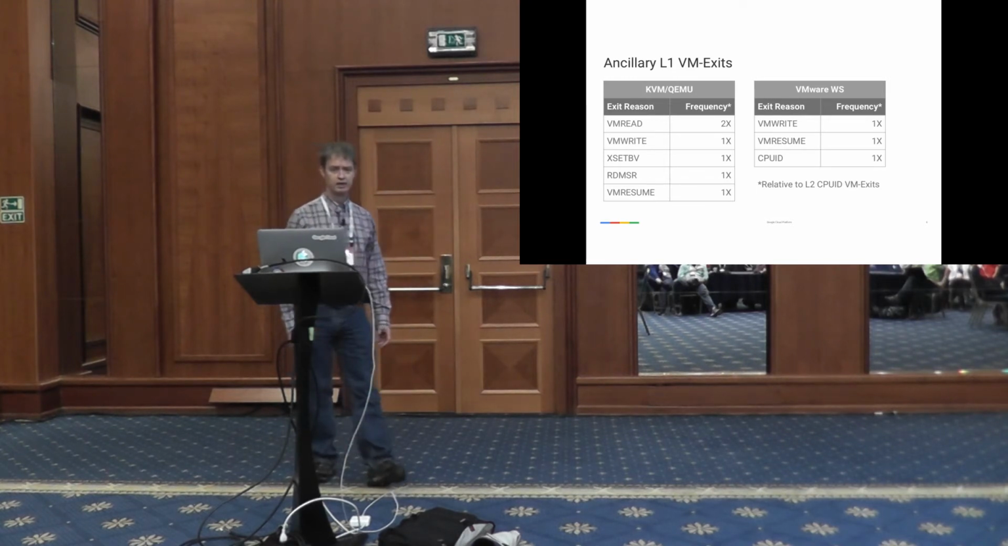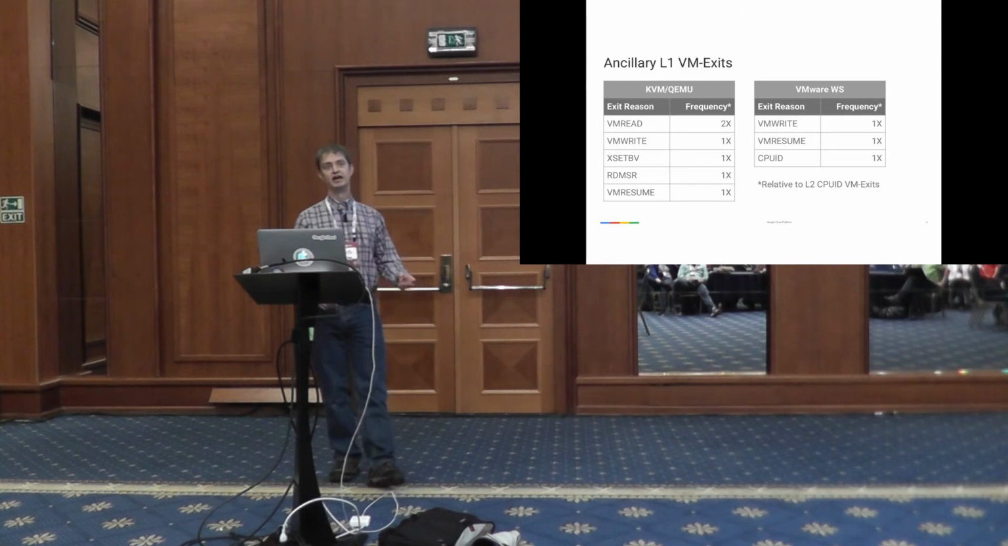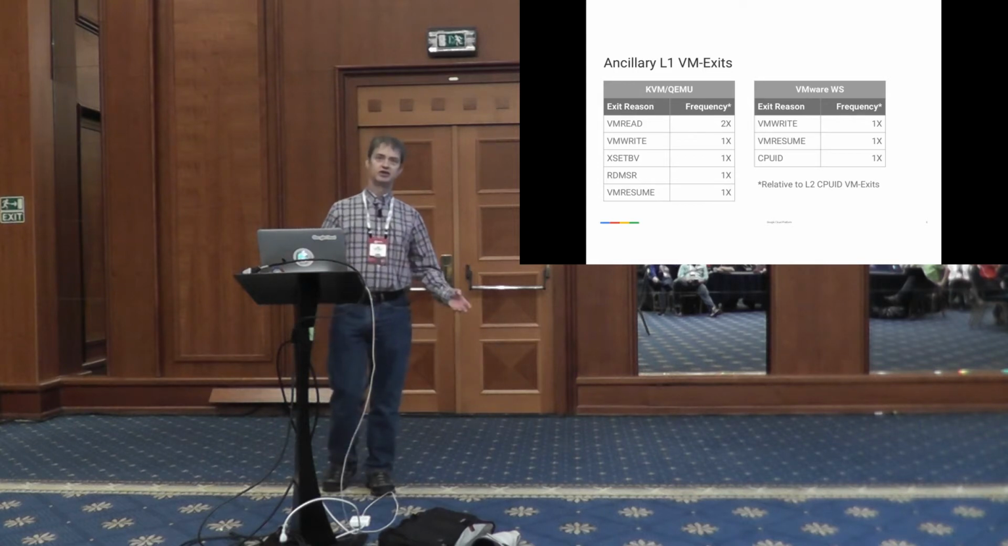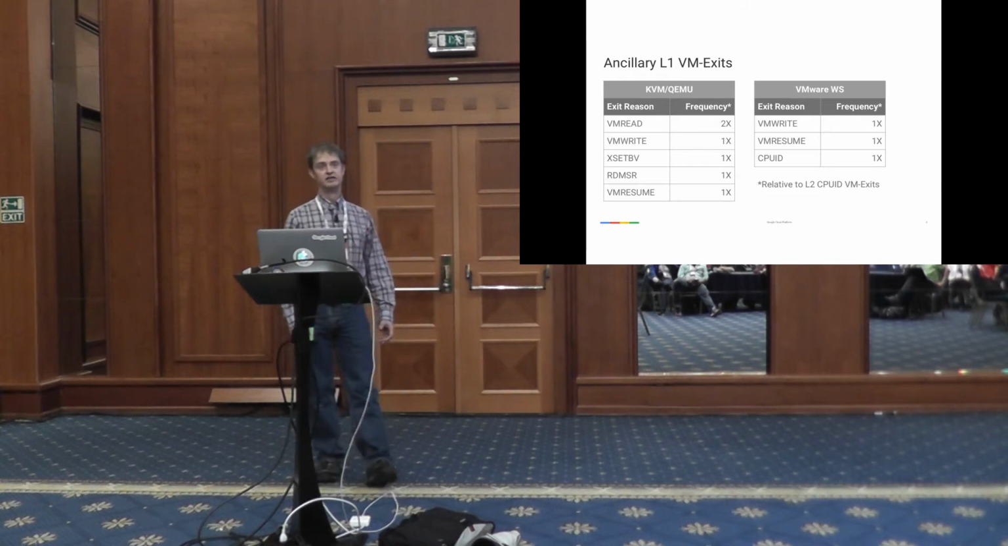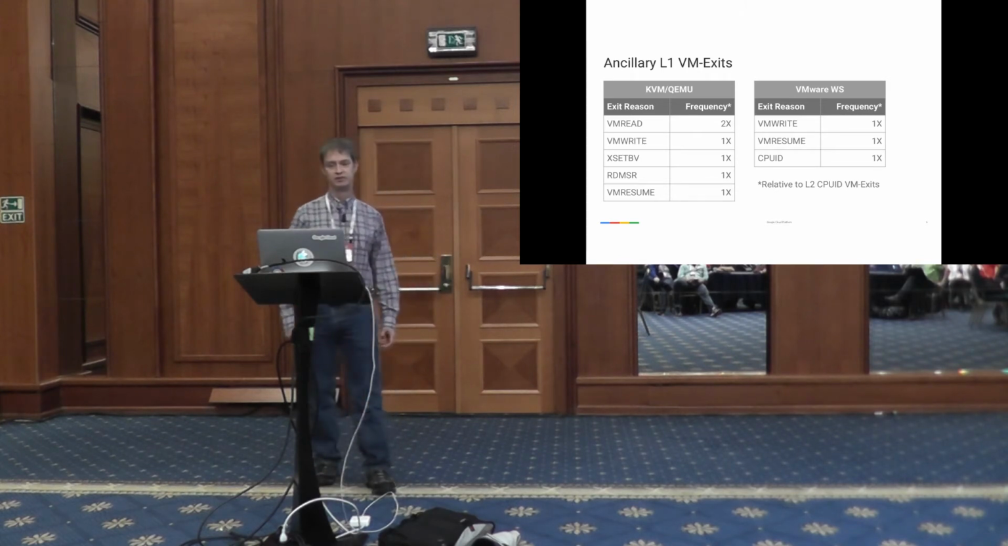And first I'm going to look at VM resume. So VM resume is L1 saying, okay, I want to go back into the L2 execution context. And you figure, unless you get very, very clever, you're going to have one VM resume exit for every CPUID exit that is done by L2. And I'm going to argue that that's probably all you need, is that one VM resume exit.